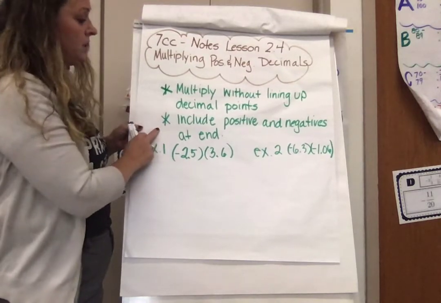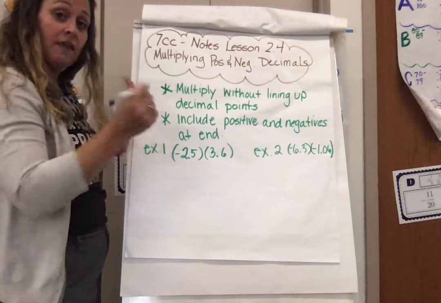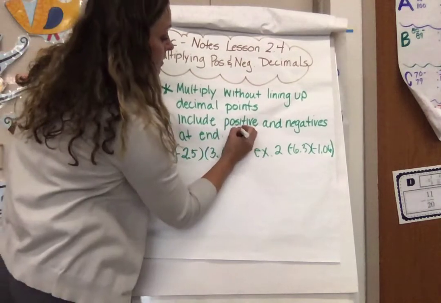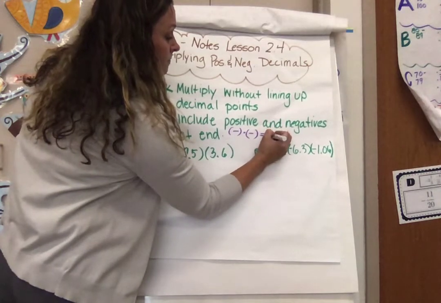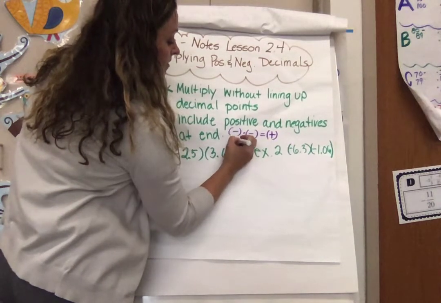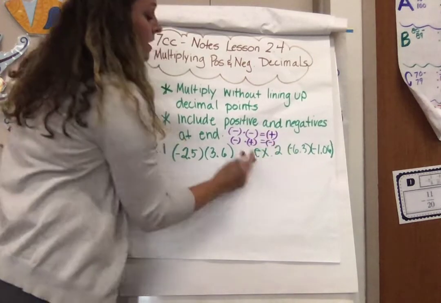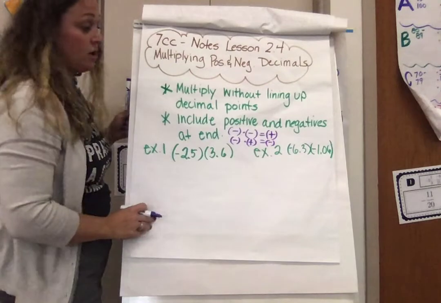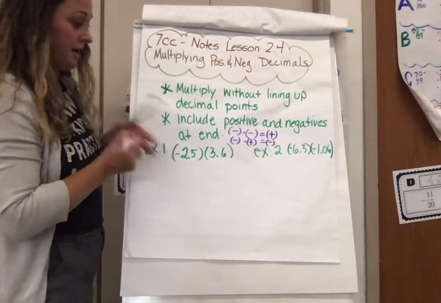The second part is you're going to include positive and negatives at the end, and you're going to follow those rules that we talked about in chapter 1. We're going to say that a negative times a negative is a positive, and that a negative times a positive is a negative. So two opposites are going to cancel each other out to make a positive, and one opposite is going to make that answer a negative.